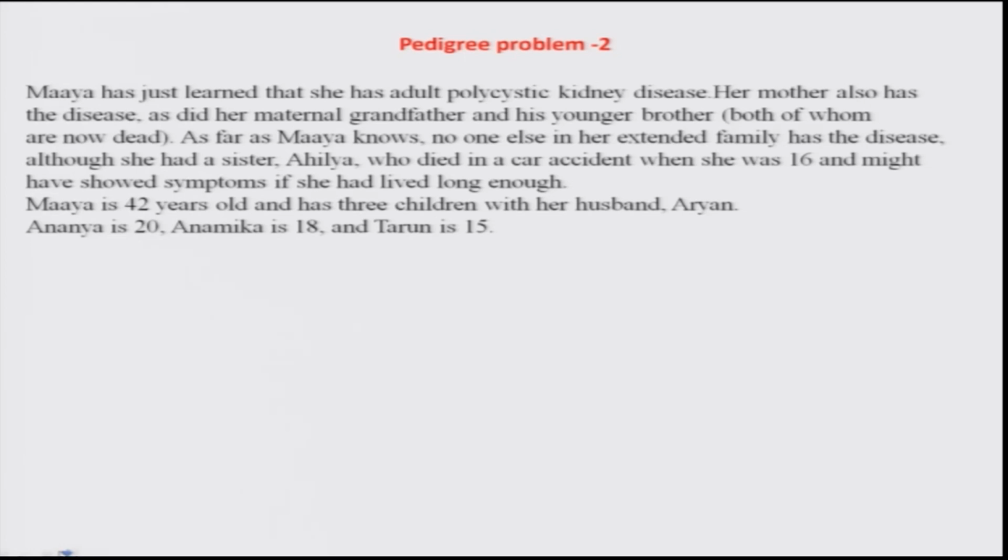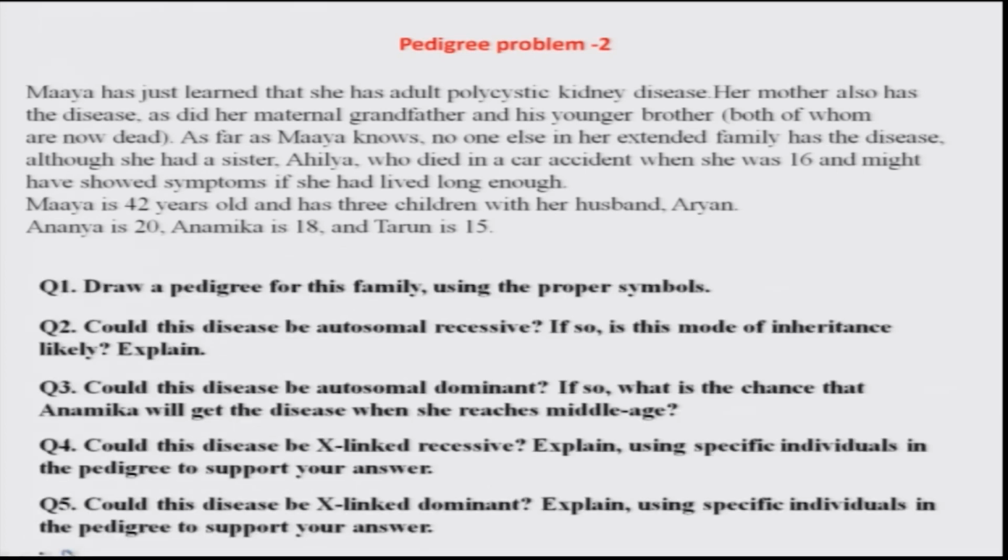Although she had a sister, Ahilya, who died in a car accident when she was 16 and might have shown symptoms if she had lived long enough. Maya is 42 years old and has 3 children with her husband Aryan. Ananya is 20, Anamika is 18 and Tarun is 15. So this is the question which is being shown in front of you. Now there are a few problems related to this pedigree, so we'll go one by one through all the problems.